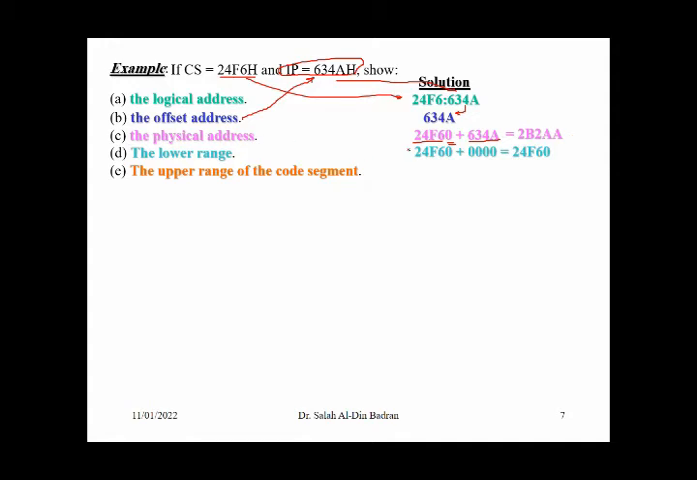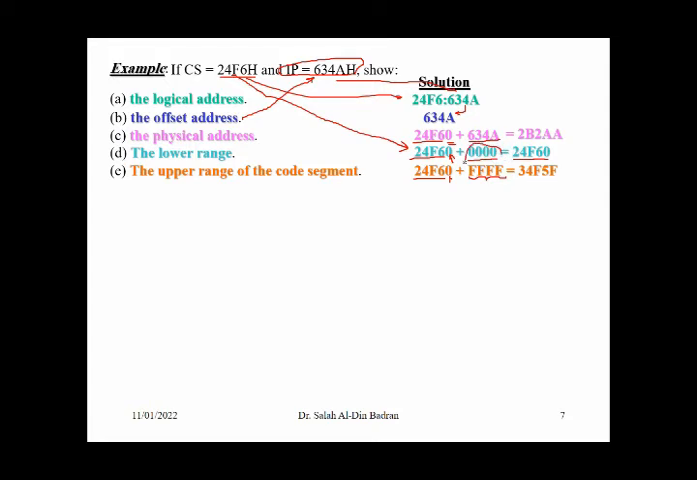To find the lower range of the segment, you take the contents of the segment, add the 4 zeros to it. Remember, the code segment, this one: you append this 0 and add 4 zeros only, you will find the lower range of the segment. This is the upper one. The same thing, you take the contents of CS, append 0, now add the 4 Fs.